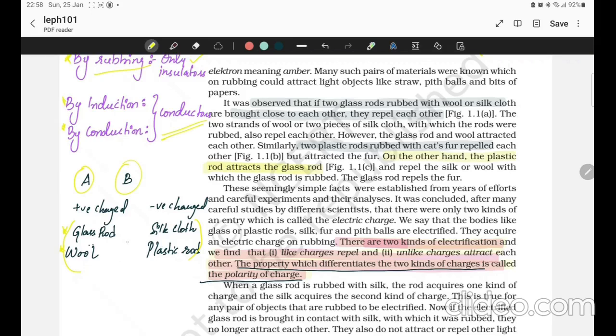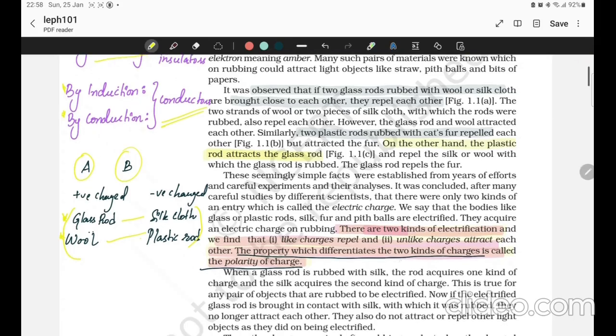So you need to learn these two cases, and if there is an MCQ question like which one will be positively charged when you rub a glass rod with a silk cloth, you should know which one will get positively charged and which one will get the negative charge. So by this we understood that there are two types of charges, positive charge and negative charge.